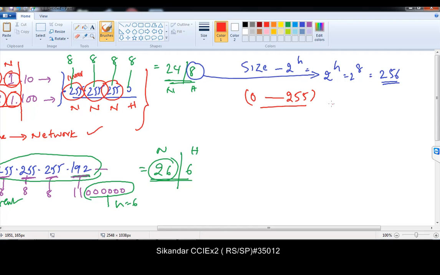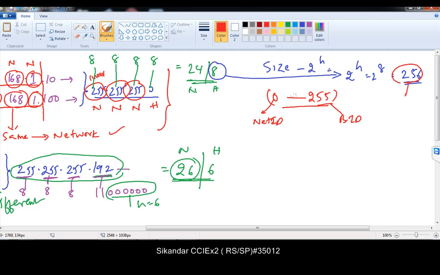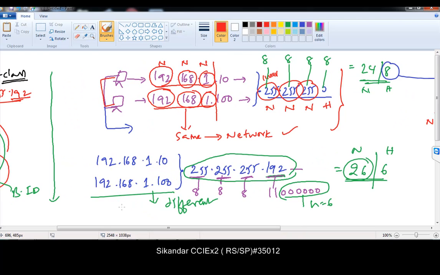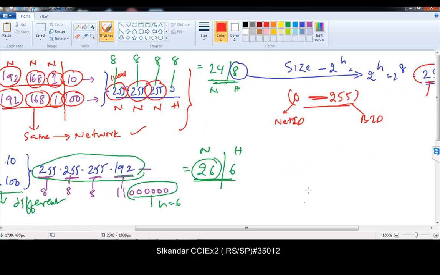So a group of 256 addresses is one network, which means the default range of a C class starts from 0 and ends on 255, where 0 is the network ID and 255 is the broadcast ID. Anything between 0 and 255 belongs to the same network. If you take our example here, 10 and 100 fall within 0 to 255 as per the default subnet mask, so they are on the same network.